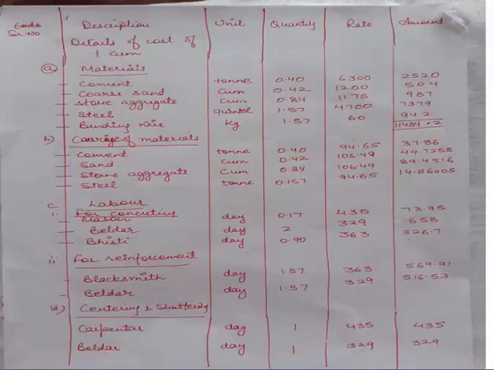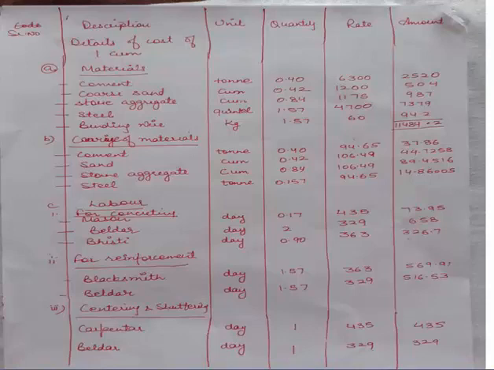So mason, beldar and bishti for the concreting, then for reinforcement blacksmith and beldar, and for centering and shuttering carpenter and beldar. So students, we are going for the analysis for the reinforced cement concrete. That means the cement concrete part will be additional, the reinforcement part will be separate, and the centering and shuttering labor will be separate. So separate labors have been considered, right? So for this calculation of the blacksmith and the beldar, the unit, obviously, will be the day only.